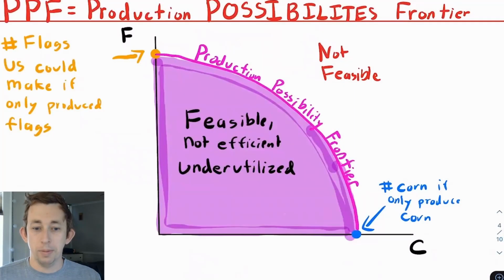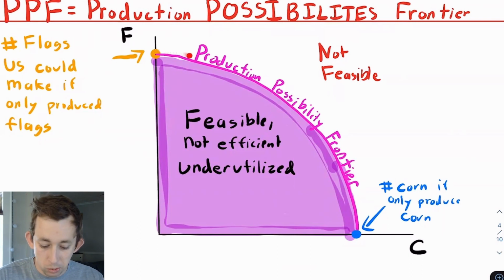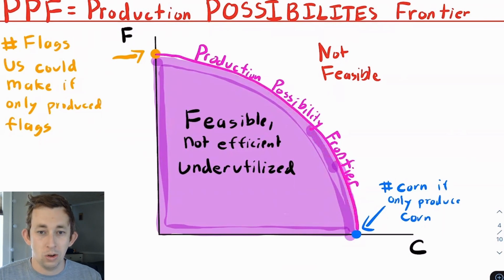So here is a sample PPF based on the example we just talked about, where we've got flags on the y-axis and we've got corn on the x-axis. Notice that at the orange dot, this is how many flags the U.S. could produce if the U.S. only produced flags. And this blue dot here is the amount of corn the U.S. could produce if the U.S. only wanted to make corn. And then everything in between on this magenta line is the combination that the U.S. could make of both flags and corn. Again, this is if they put all the resources towards making as much as they could of both flags and corn. And we call this magenta line the PPF, for the Production Possibility Frontier.